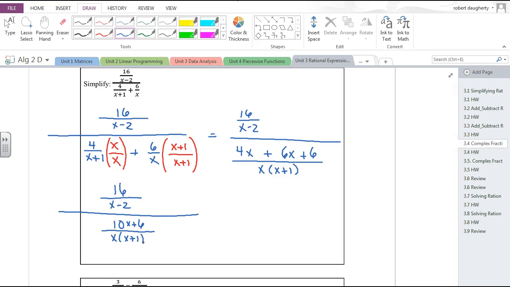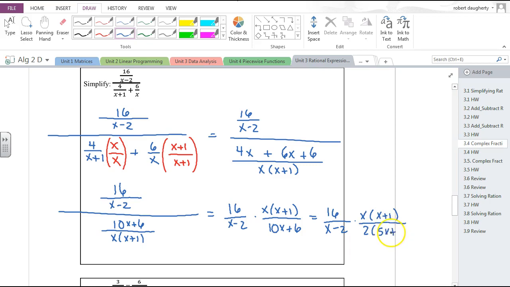Now, do I have fraction divided by fraction? Answer is yes. So I turn this into a multiplication problem. So this is 16 over x minus 2 times what? x plus 1 divided by 10x plus 6. Now, is there any further factoring that can happen? I mean, there's nothing that can be simplified here, here, or here. Can this be factored any further? This is 2 times 5x plus 3. So this is 16 over x minus 2 times x plus 1, 2 times 5x plus 3.